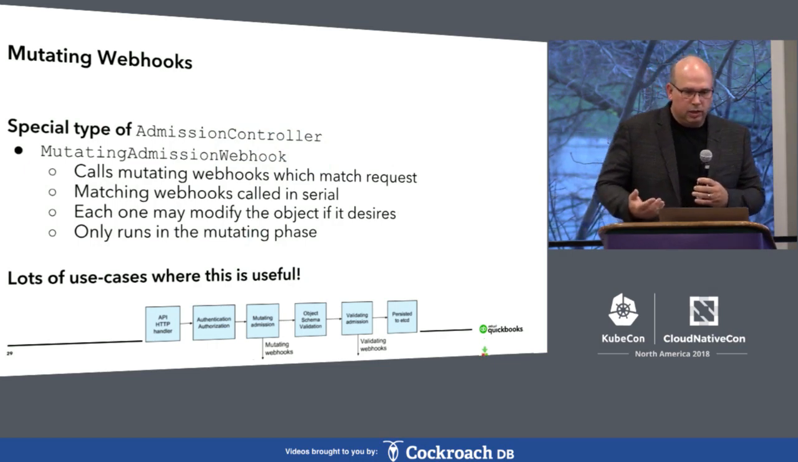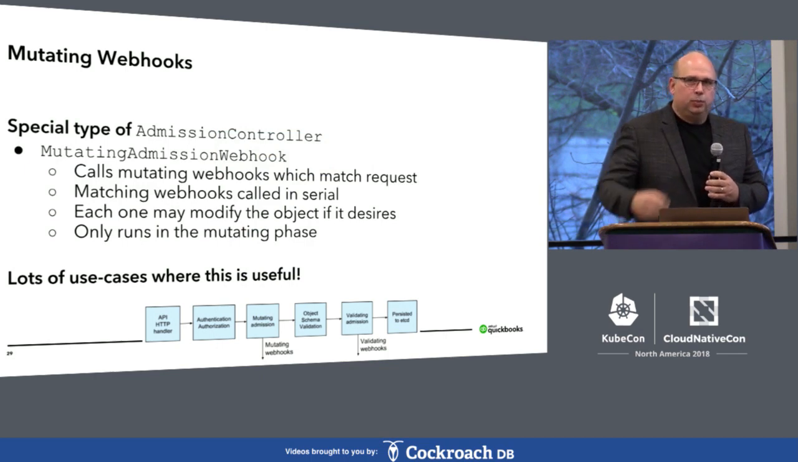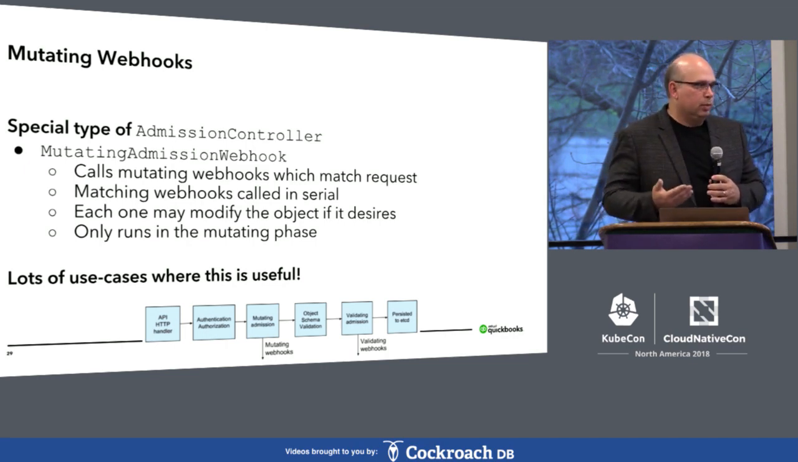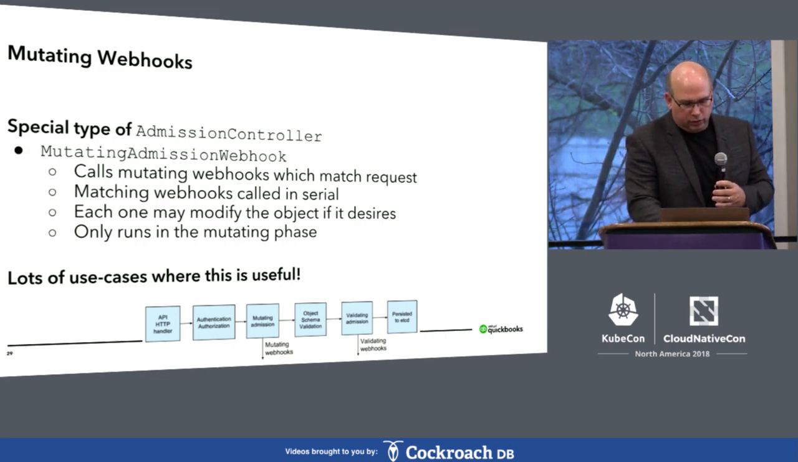So it's a special type of admission controller. It's a mutating admission webhook, and you can have multiple webhooks that match that request get executed, and they'll be executed serially. And so you can make multiple changes to the same object, depending on how you want to layer those. And it runs in the mutating phase of processing the API web server calls.